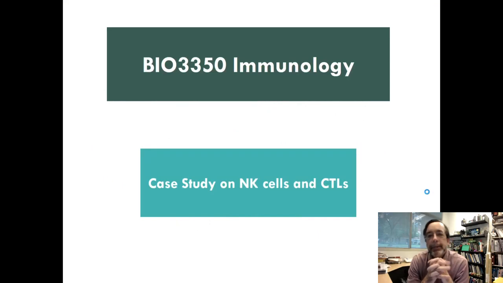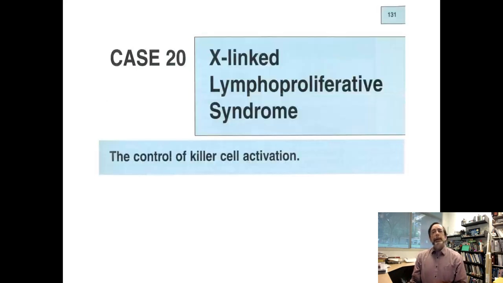There we go. First, there's a case study that will really tie things together, especially the last unit that we talked about when we talked about killing cells, natural killers, and cytotoxic T lymphocytes. Both have some similarities that we can talk about. In fact, this particular case is called X-linked lymphoproliferative syndrome. So you see that it's associated with a sex chromosome, which means that it's probably going to have different presentation in males versus females. And in fact, that's exactly what we see.